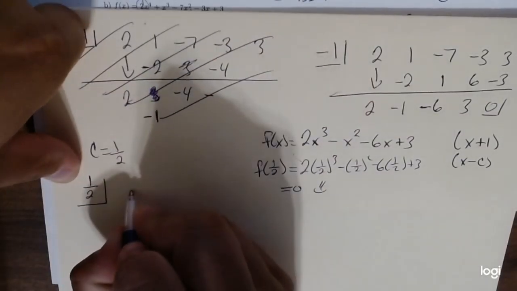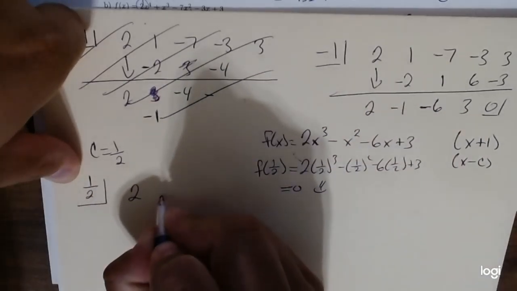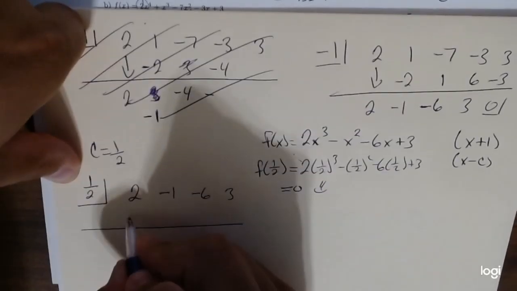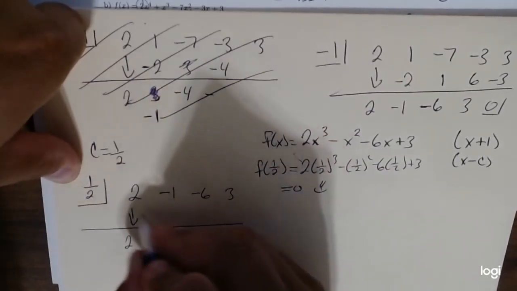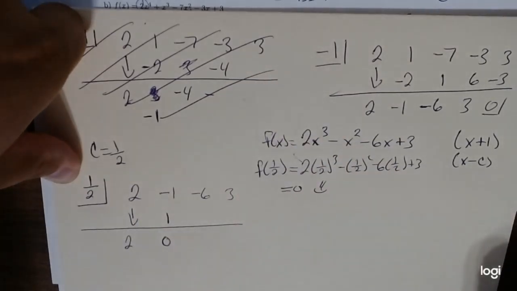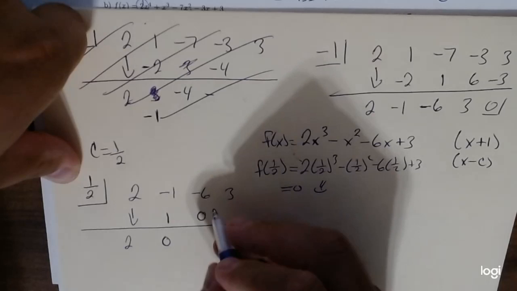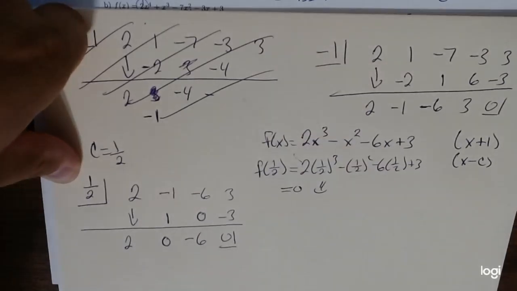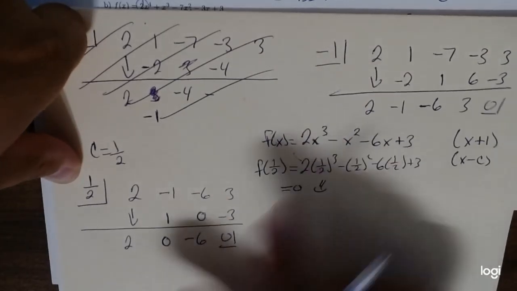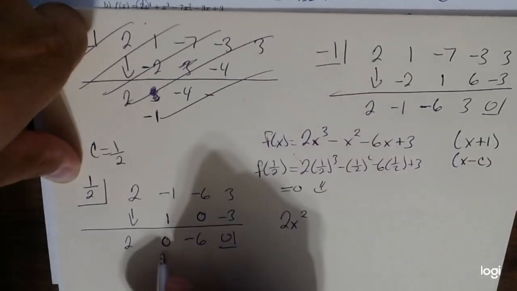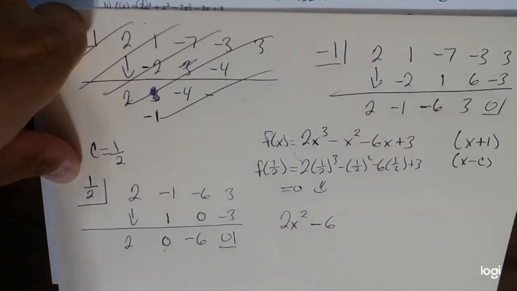So the coefficients here would be 2, negative 1, negative 6, and 3. So always bring the first one down. Multiplying gives you 1. That gives you 0. That gives you 0. That gives you negative 3. And it gives you 0. So since we started with x to the third, therefore this one now becomes 2x squared minus 6.